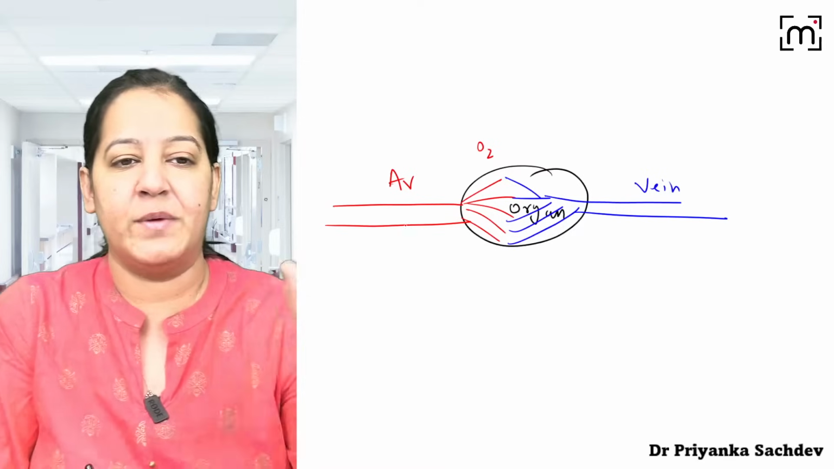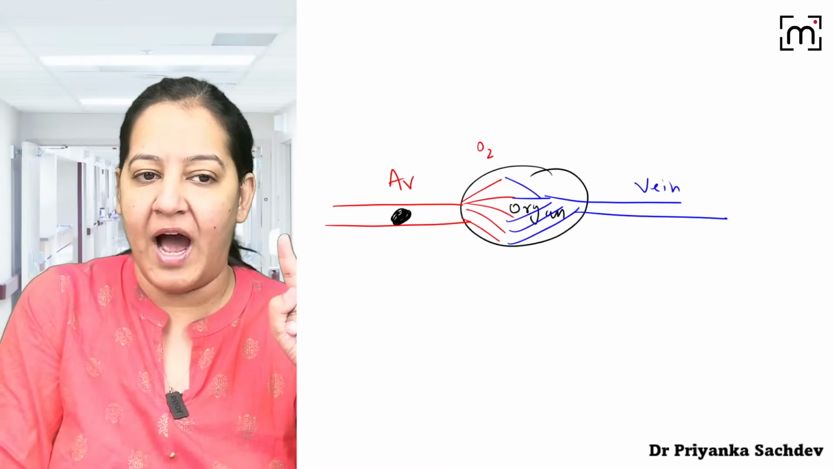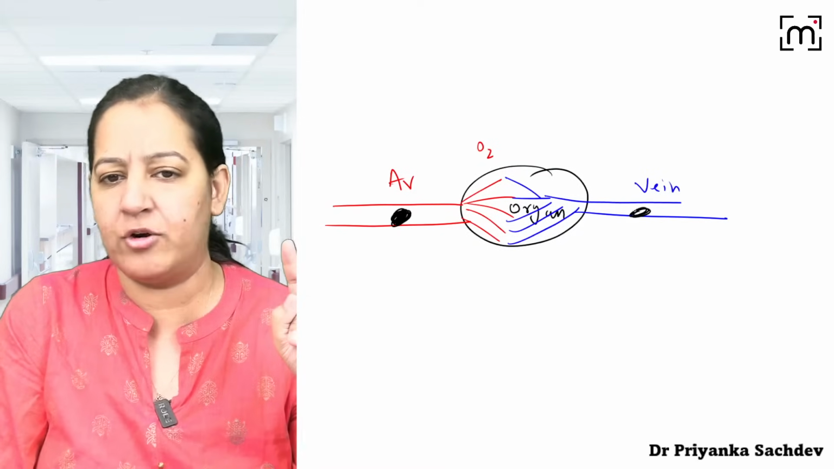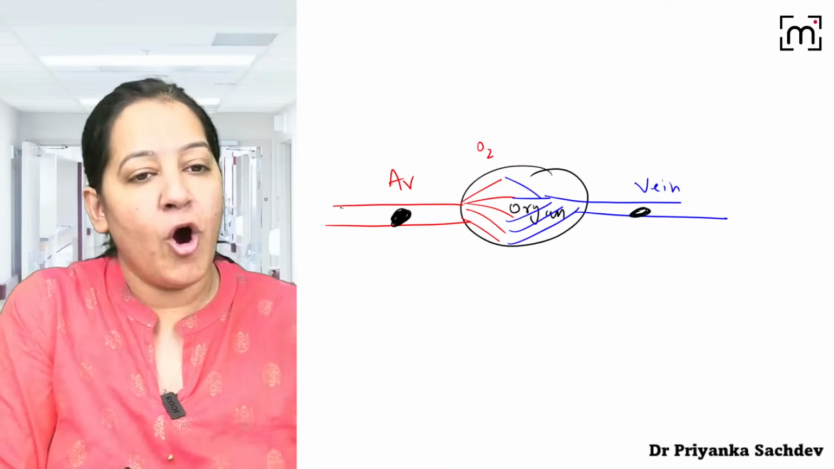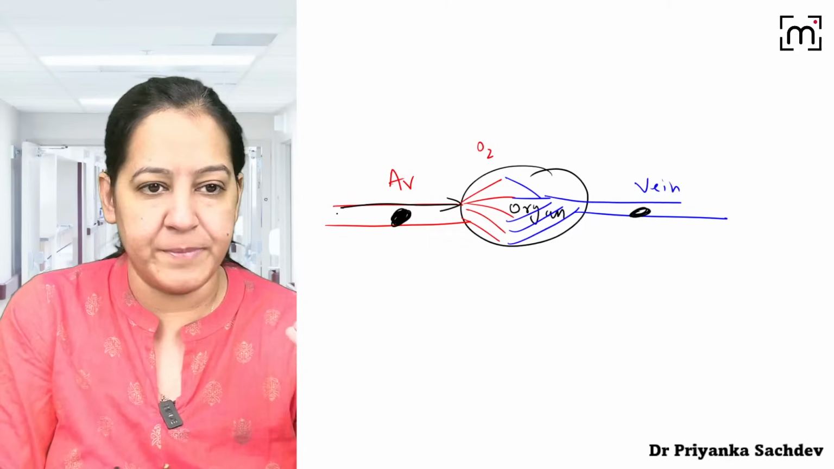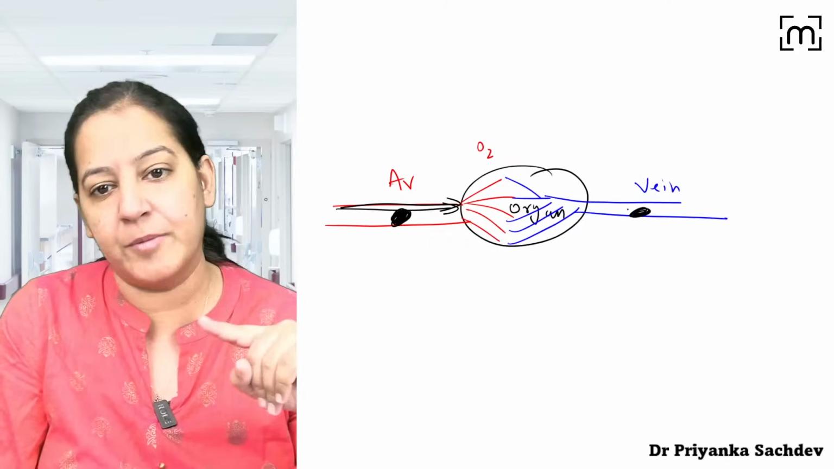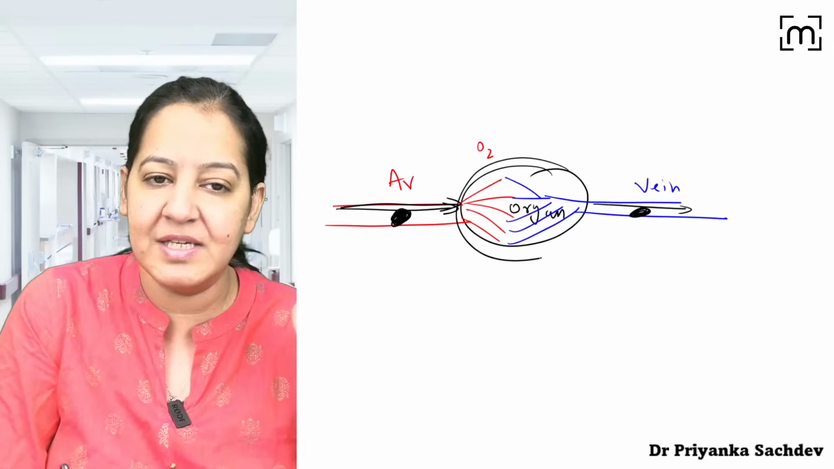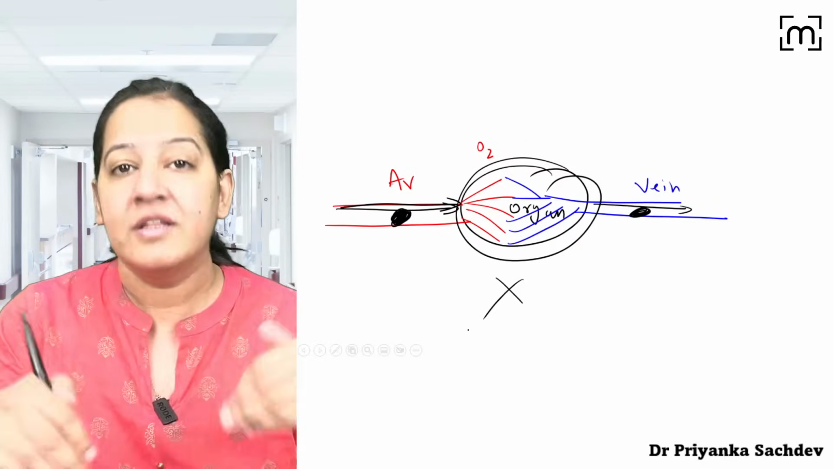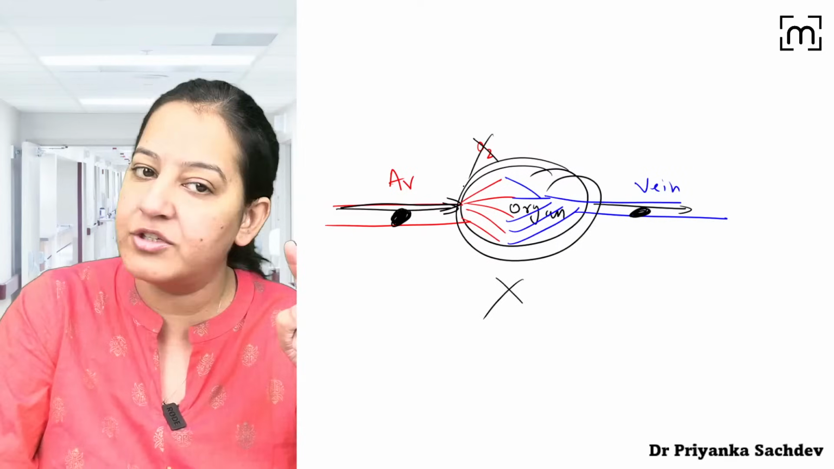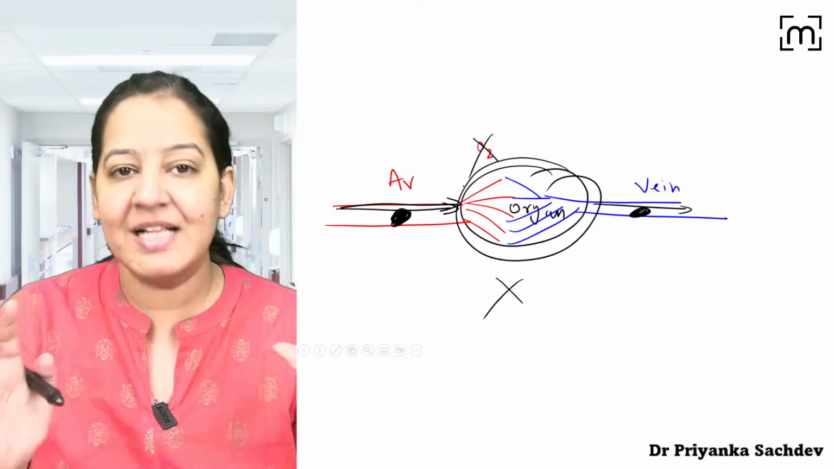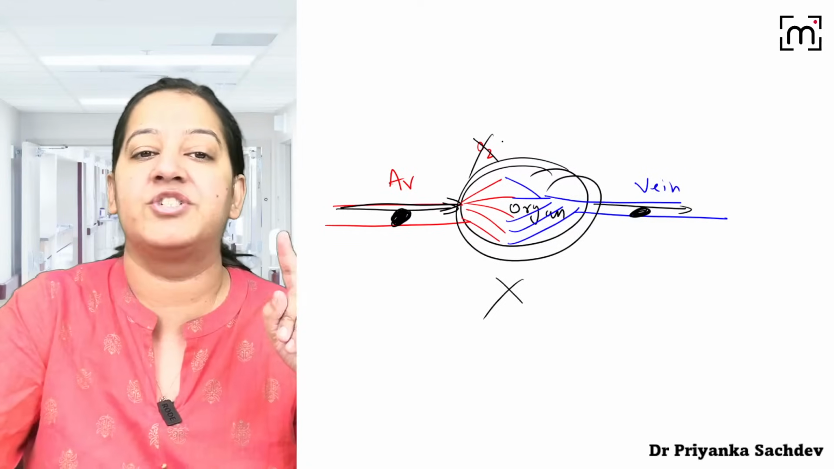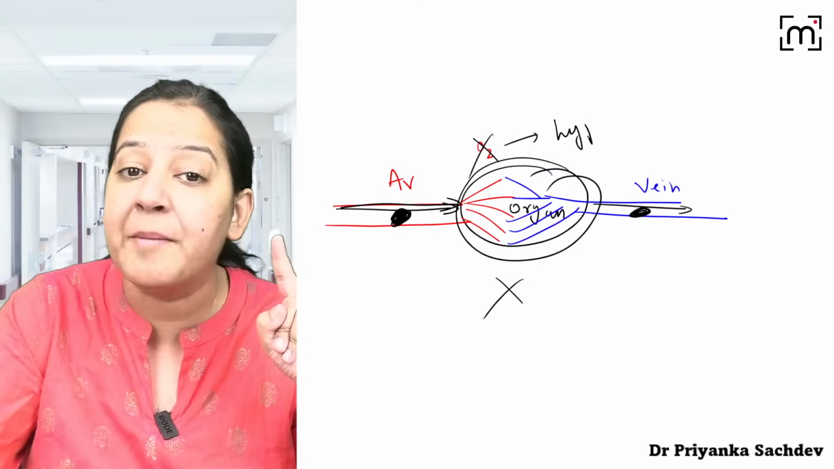Now imagine a situation, the artery got obstructed. Either the artery got obstructed or the vein got obstructed. What will happen? Pure blood will not come if the artery is obstructed. And if the vein is obstructed, impure blood will not drain out. In either situation, this organ will lack oxygen. The cells of this organ will not have enough oxygen, and they will face hypoxia.